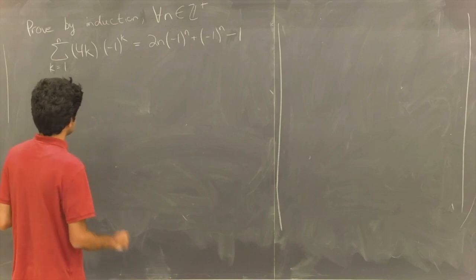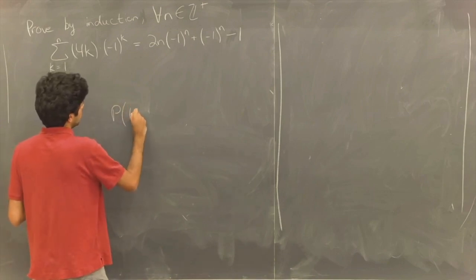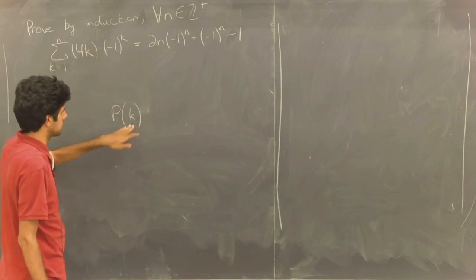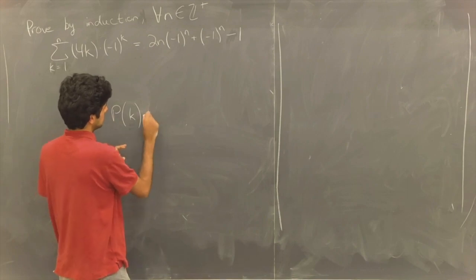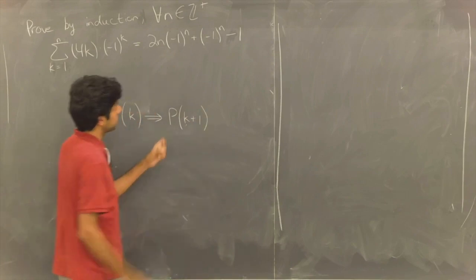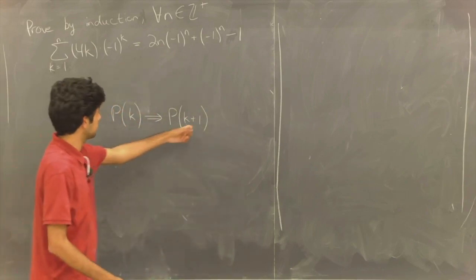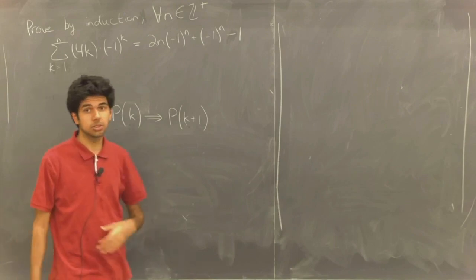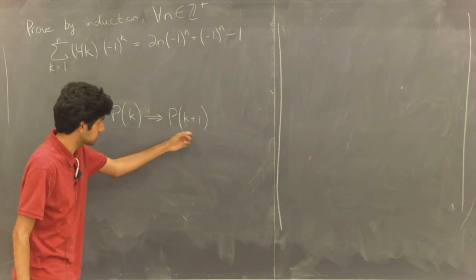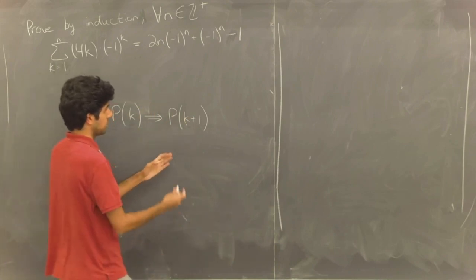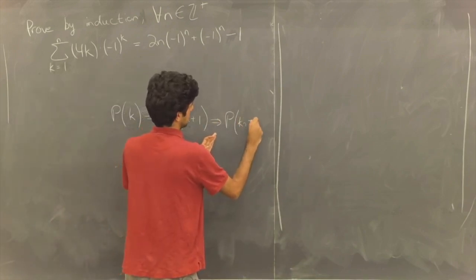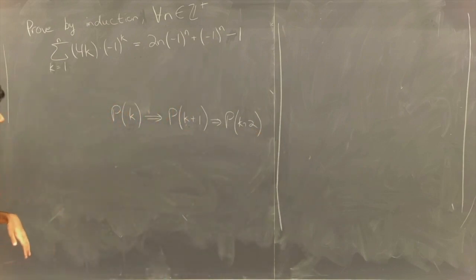Induction is based off of the idea that if we can show some property, in this case an equality, holds for an arbitrary value k, and that influences the property holding true for its successor, the next value in the domain, then it's going to hold true for all values in our domain. Because if this is true, it makes this true, and then we could treat k plus 1 to be k. This would also make the next value true, and so on and so forth.